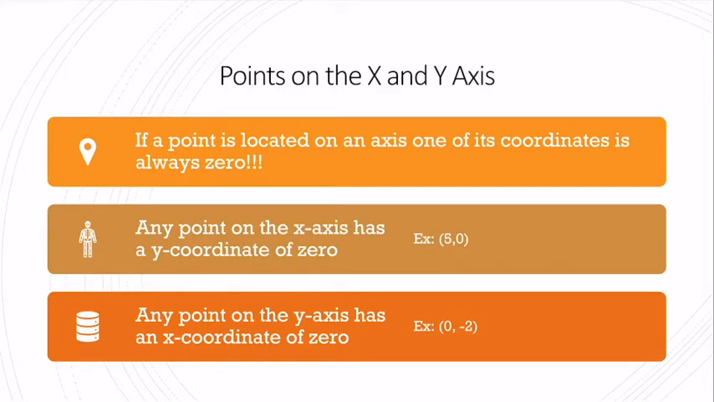So if a point is located on an axis, one of its coordinates is always going to be 0. For example, every point on the x-axis has a y coordinate of 0, and every point on the y-axis has an x coordinate of 0.